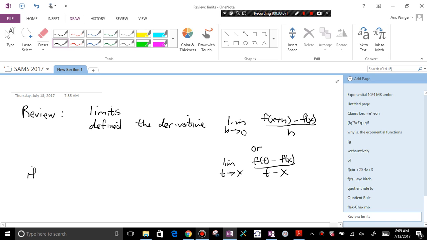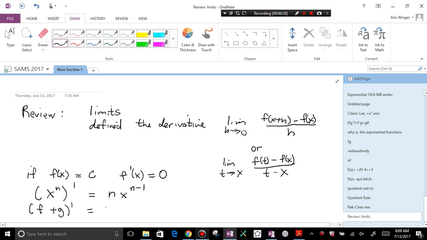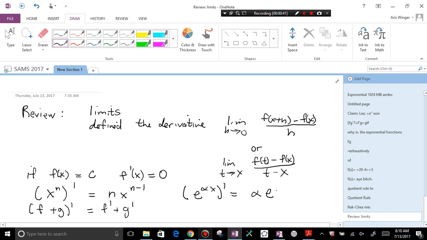So that if f of x is equal to a constant, then f prime of x is 0. Shorthanded notation that the derivative of x to the n is n x to the n minus 1. That the derivative of f plus g is the derivative of f plus the derivative of g. That the derivative of e to the alpha x is equal to alpha e to the alpha x.